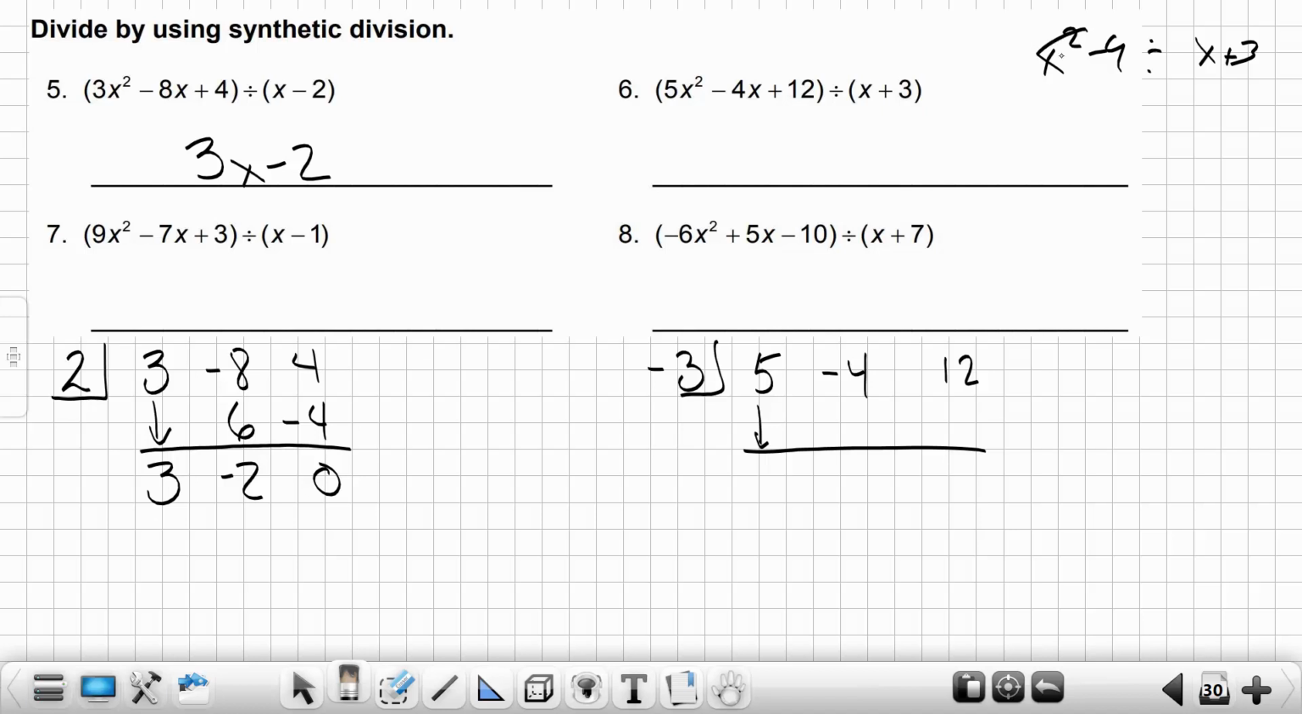Okay. Five. Negative 15. Negative 19. 57. 69. This one has a remainder.